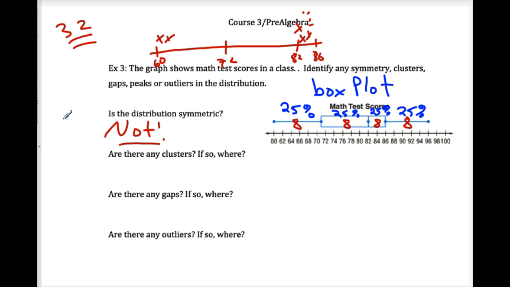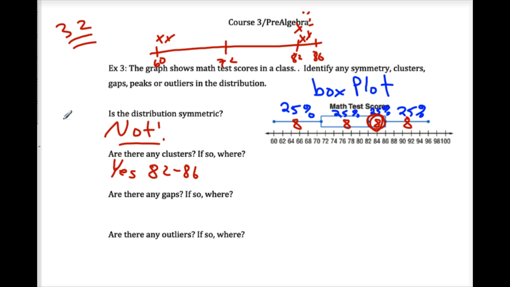Now, here, see if you guys get this. Are there any clusters? Where? Guys, there's a cluster. Yes, in between 82 to 86. You got 8 kids in this little area that scored in that little area. Are there any gaps? Maybe. Ah, correct answer is maybe.